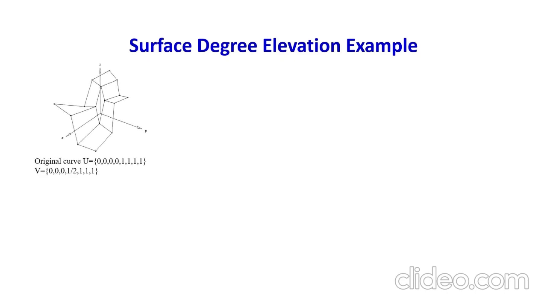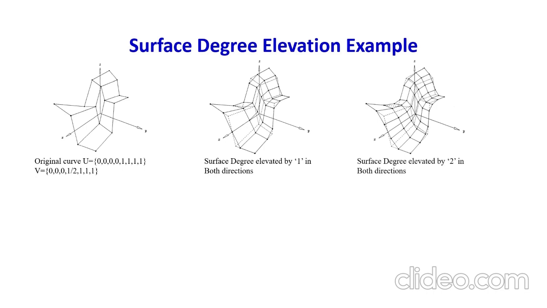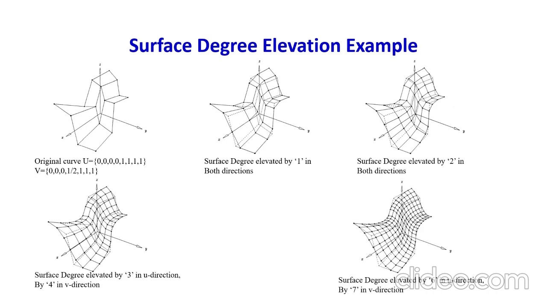Here is an example for surface degree elevation. We have an original surface curve with vectors u and v as shown here. As you can see, the final form of the surface is degree elevated by 6 in the u direction and 7 in the v direction. So in the final curve we can see the surface is smoother than the original surface, without changing the shape of the surface.